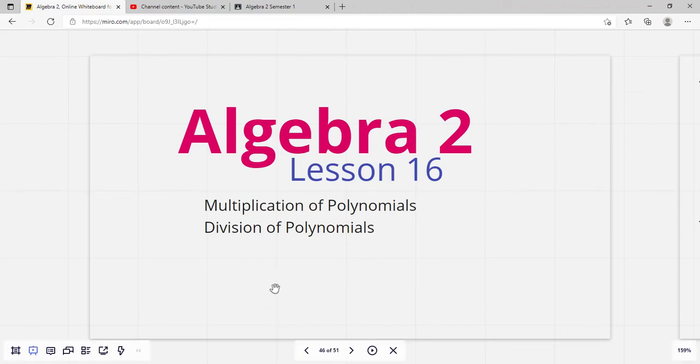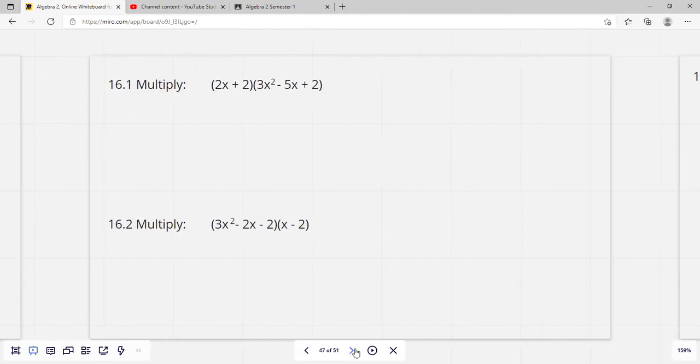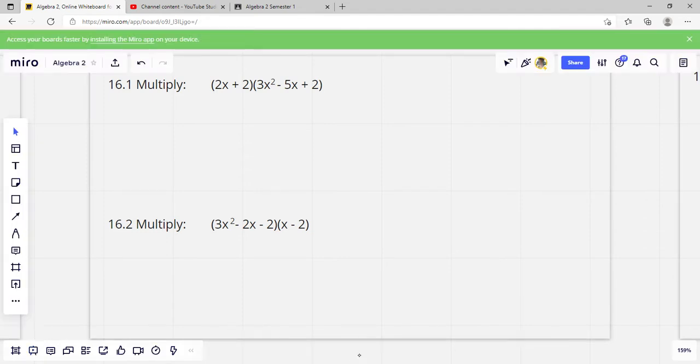Hi everybody, this is Algebra 2, Lesson 16, and this lesson covers multiplication of polynomials and division of polynomials. The first part, multiplication of polynomials, is really easy. We've done this before in Algebra 2, more than likely. It's just rainbowing.